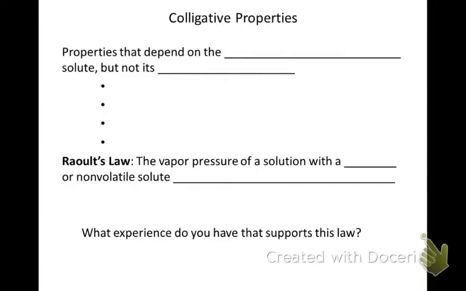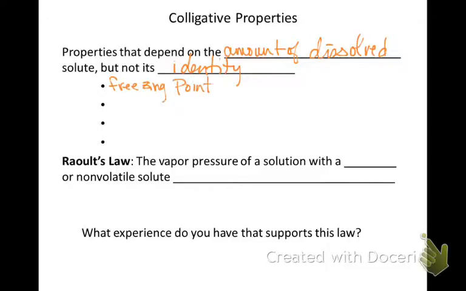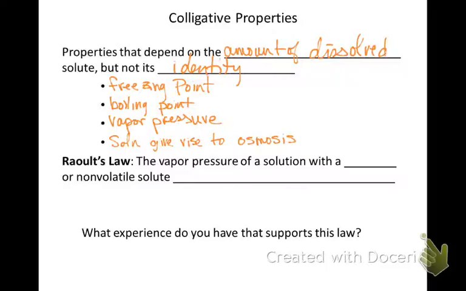Well, a good place to start is by defining colligative properties and listing them. As it turns out, these are properties that depend on the amount of dissolved solute, but not on the identity of the dissolved solute. So we want to know how much sugar is dissolved in the water, or how much salt is dissolved in the water. And the things that are changed as a result of this solute being dissolved into a solvent are the freezing point, the boiling point, the vapor pressure, and osmosis or osmotic pressure.